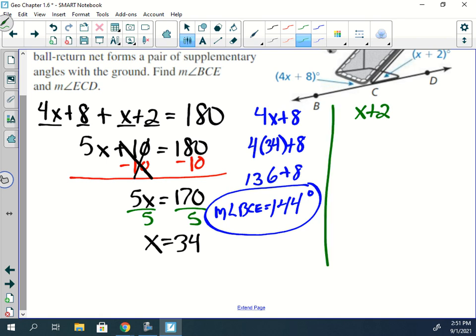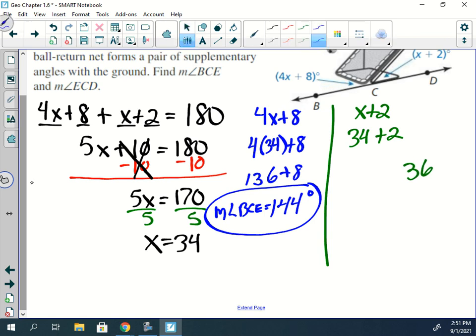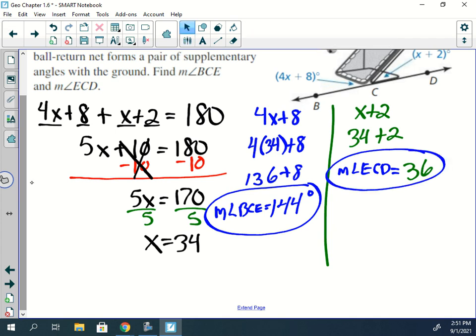We can do that, yes. But what's the other one? Well, the other equation was x plus 2, so 34 plus 2 is 36. And these two do add together to be 180, yes? So doing the subtraction from 180 does work. It does give us the correct answers here.